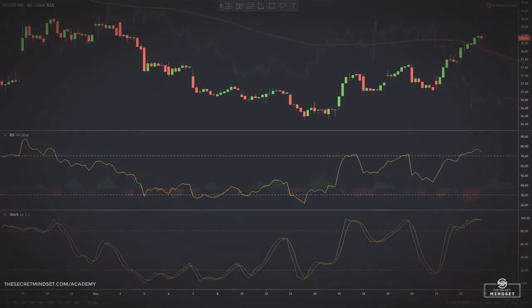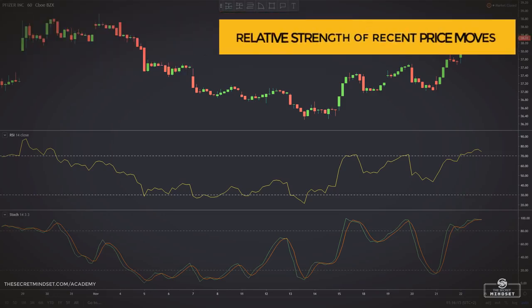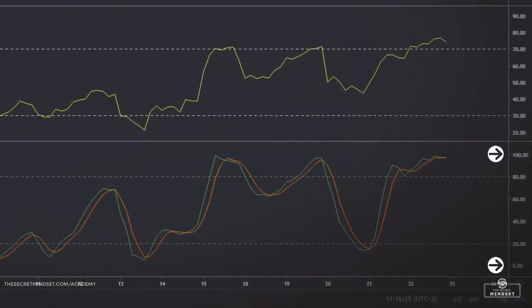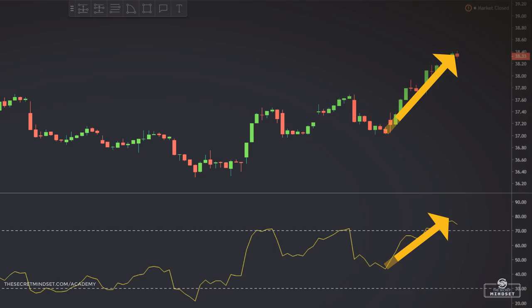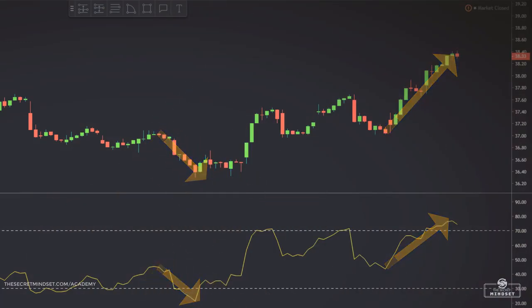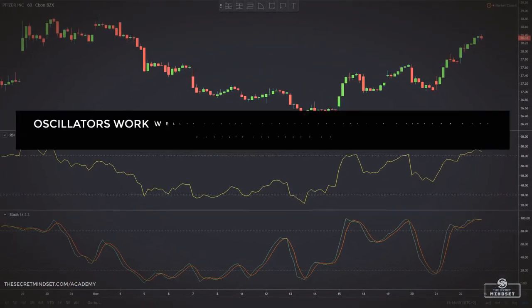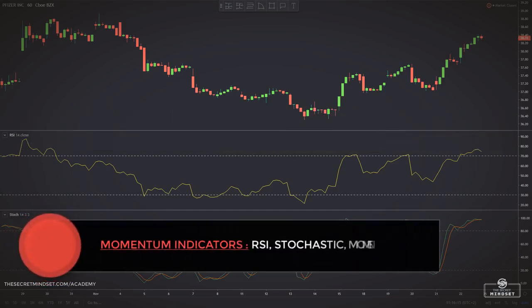Another popular group of technical indicators are momentum indicators, also called oscillators. Unlike trend indicators, oscillators measure the relative strength of recent price moves and plot a value between 0 and 100, hence their name. If prices are rising strongly, an oscillator follows and reaches overbought levels, giving you a sell signal. Similarly, if prices are falling, an oscillator reaches oversold levels and sends a buy signal. Oscillators work extremely well in ranging markets, but lead to whipsaws when markets are trending. Popular oscillators include the relative strength index, the stochastic oscillator, and the momentum indicator.